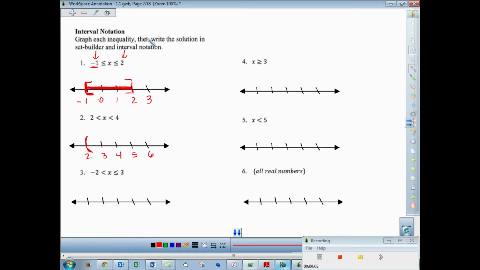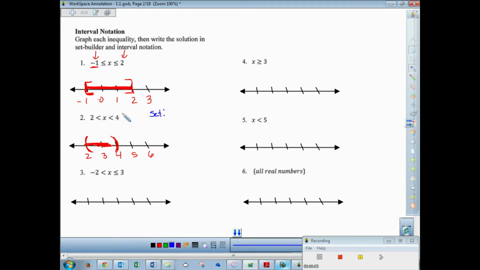4, oh, my bad, I didn't write the domain and range. And 4 was not included. And then we go inside of there, and I didn't finish the problem. It says graph each inequality, then write the solution in set builder and interval notation. So let's just start with number 2. Please label what you're doing.